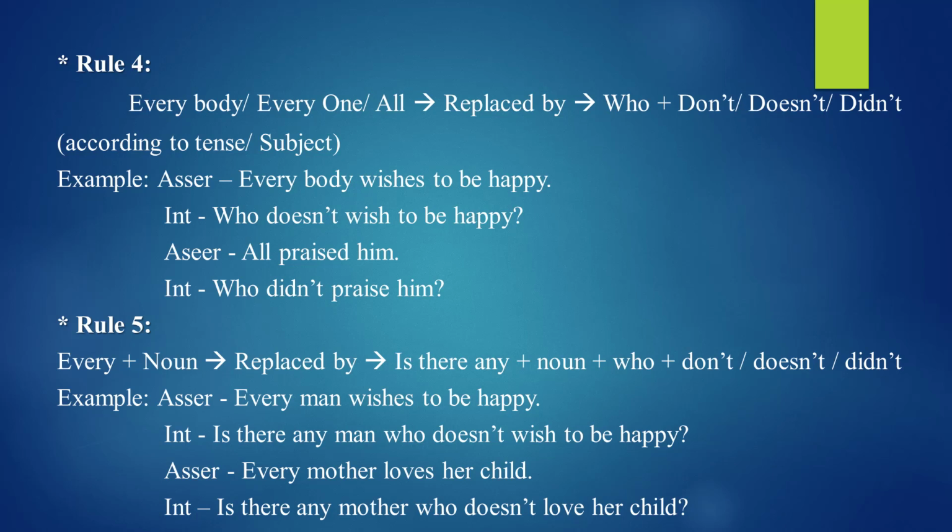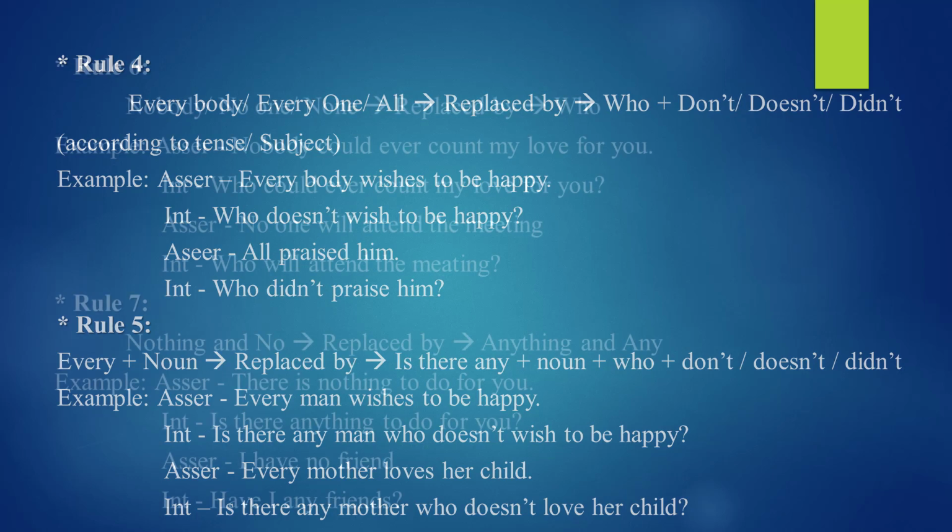Rule 5. Every plus noun should be replaced by is there any plus noun plus who plus don't, doesn't or didn't. For example, every man wishes to be happy. Interrogative, is there any man who doesn't wish to be happy? Every mother loves her child. Interrogative, is there any mother who doesn't love her child?